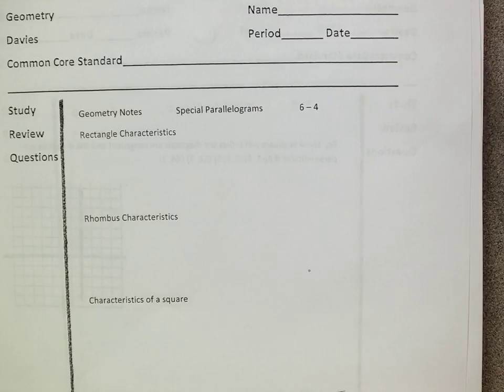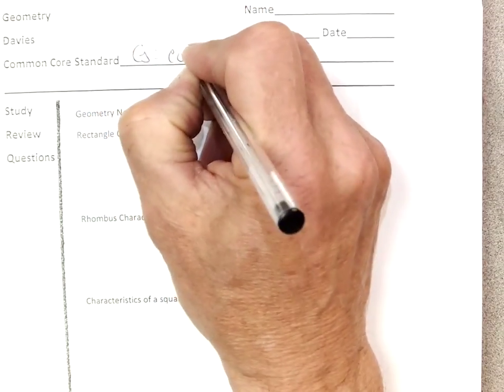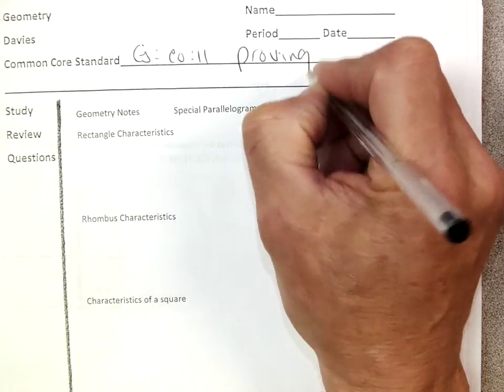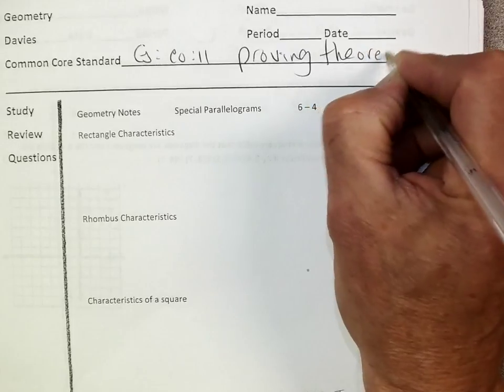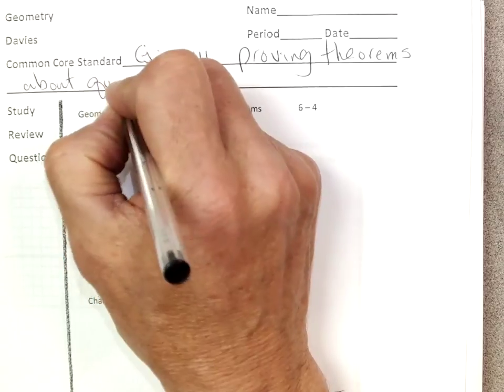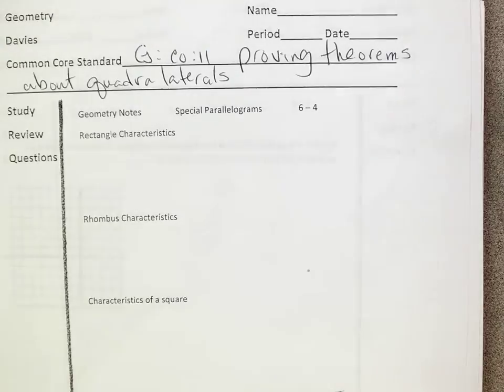So today we're talking about rhombi, that's the plural for rhombuses, and we're talking about rectangles, okay? So first of all, let's go through a couple of things that we know. If we're going to look at Common Core, today is the G for geometry, CO for congruence, and then it's number 11, and it is basically proving theorems about quadrilaterals. No wonder I can't spell that. It's a big word.